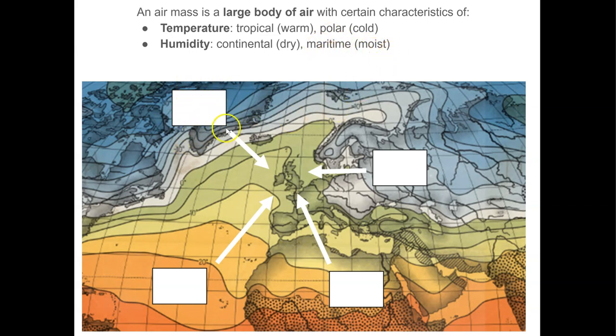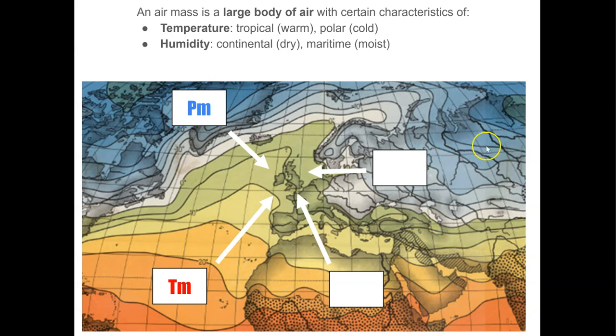So this one is coming from the north. So is it tropical or polar? Yeah, it's polar. It's coming over the sea, continental or maritime? Yeah, it's maritime. So this is your polar maritime air mass. This one is coming over the sea, continental or maritime? Yeah, maritime. And it's coming from the south, from the tropics, so it's tropical maritime, or TM. Polar maritime, tropical maritime. Those are the two main air masses that affect the British Isles.